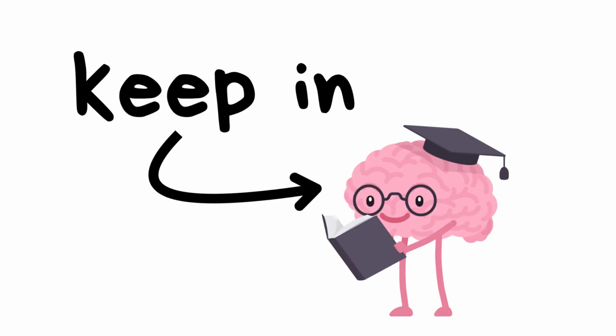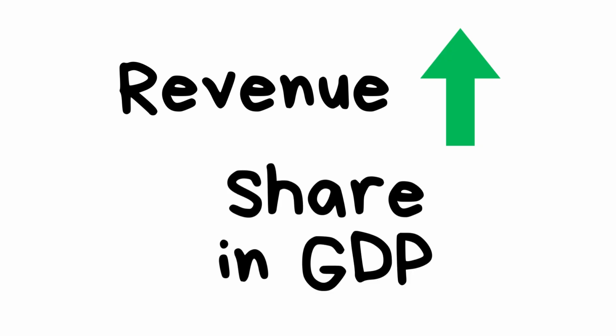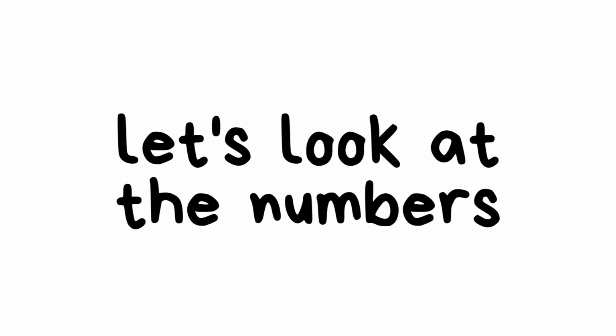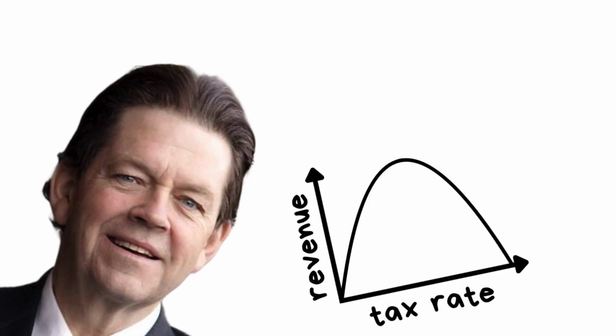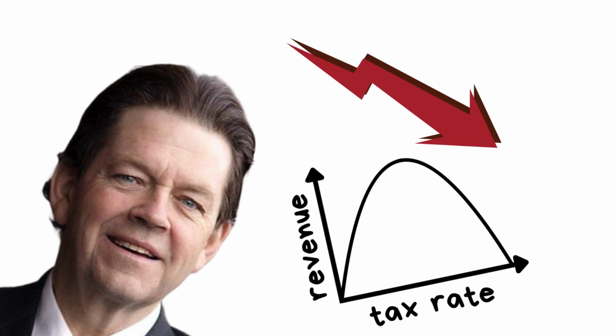Despite the fact that US tax revenue increased, there are two things we should keep in mind. 1. Despite the fact that revenue increased, its share in GDP fell. Let's look at the numbers. In 1981, revenue of $599 billion was 19.6% of GDP, while $991 billion in 1989 was only 18.4%. If the Laffer Curve worked as predicted, the share of GDP should have increased, but it fell.